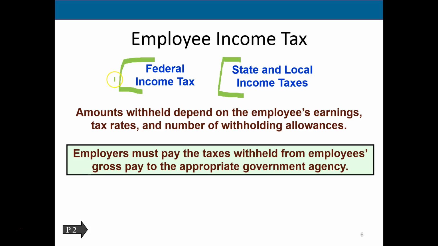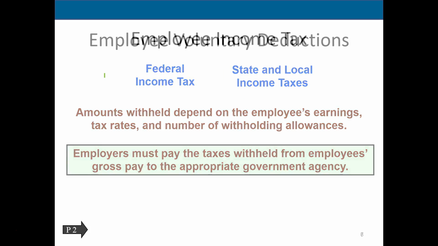So these are going to be more difficult. We're not going to spend a whole lot of time calculating these in this class because they are a progressive table rather than a flat tax. Therefore, they're going to be a lot more difficult to come up with the actual amounts. We have to take into account the amount of exemptions as well as their income. So employers must pay the taxes withheld from the employee's gross pay to the appropriate government agency.